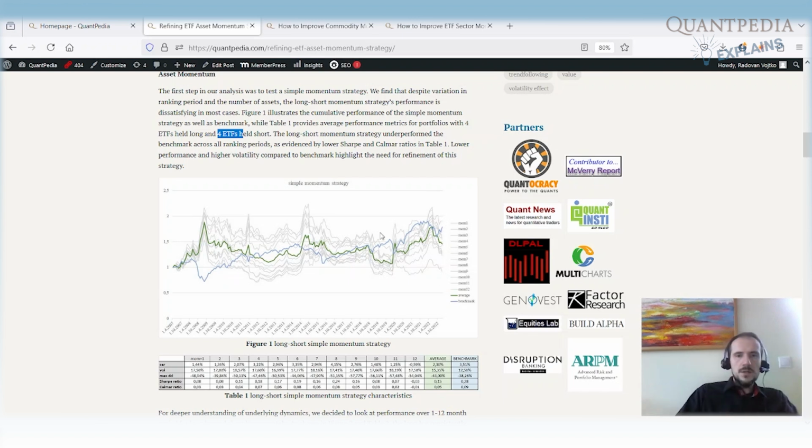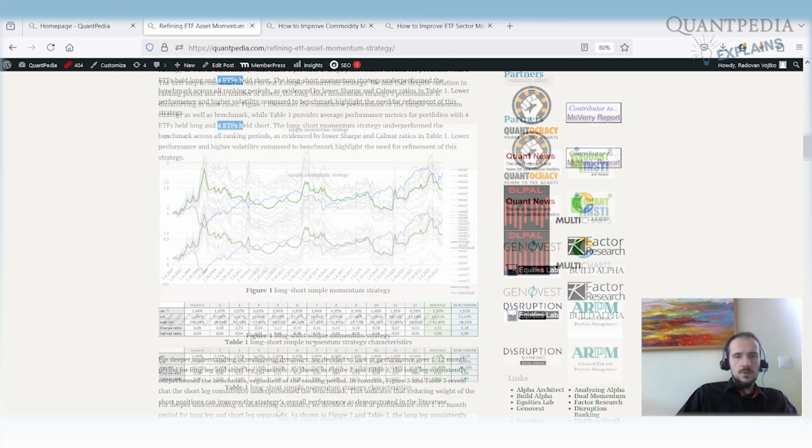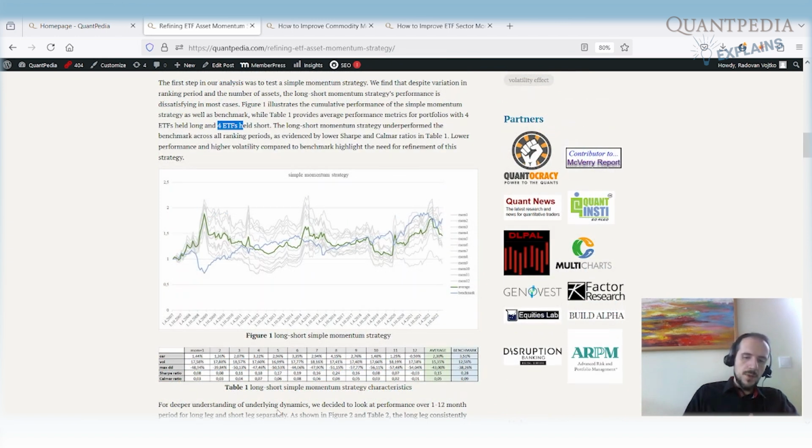So here we have our results. As you can see, the long-short momentum strategy doesn't work at all. On average there's no alpha against the benchmark, and no combination of predictors improves over the benchmark. So we can use 1 month, 2 month, 3 month, 12 month momentum as a predictor.